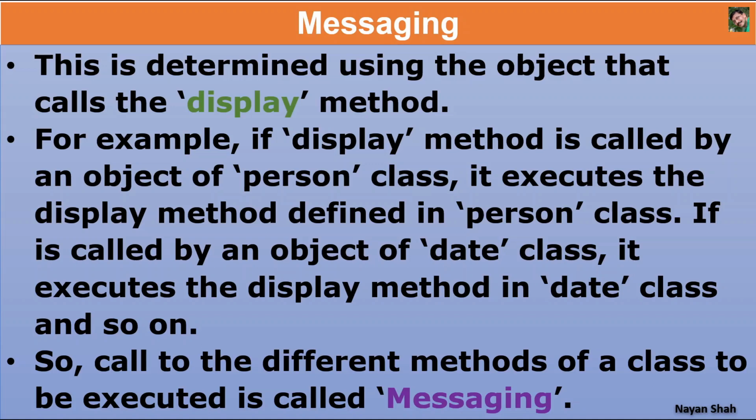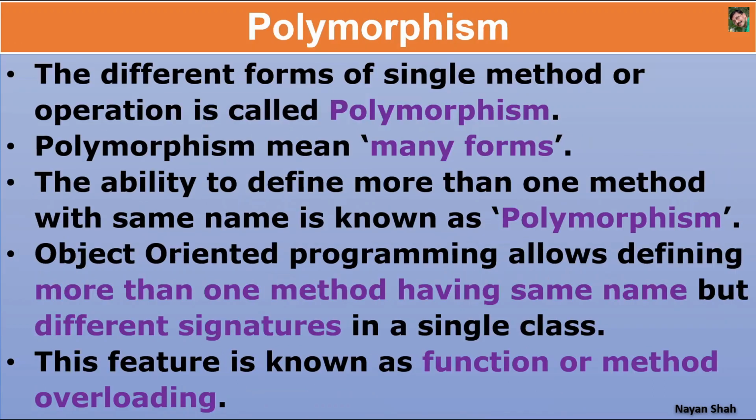Once again, for example, if the display method is called by an object of person class, it executes the display method defined in person class. For date class, it executes the display method of date class, and so on. So calling the different methods of a class to be executed is called messaging. When we call different methods which are defined in one class, that calling of the method to get executed is called messaging.